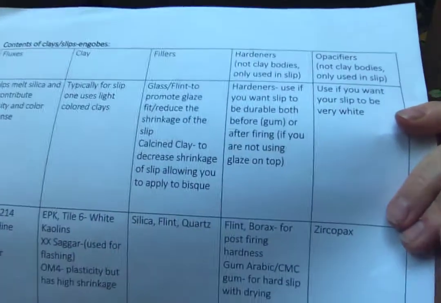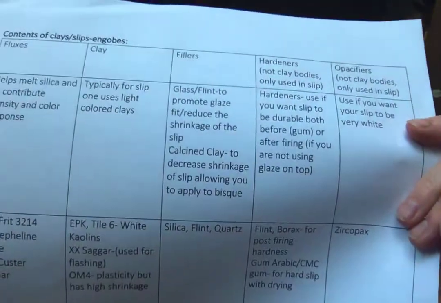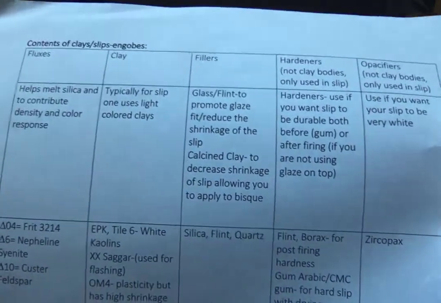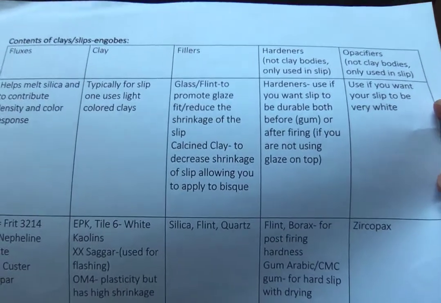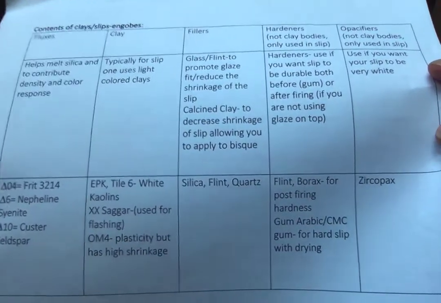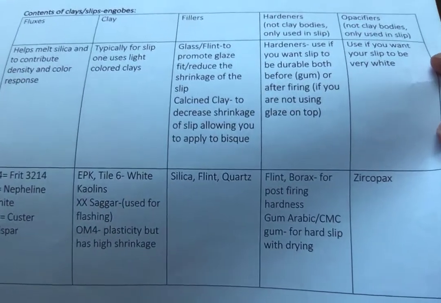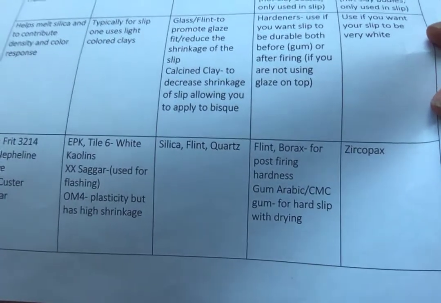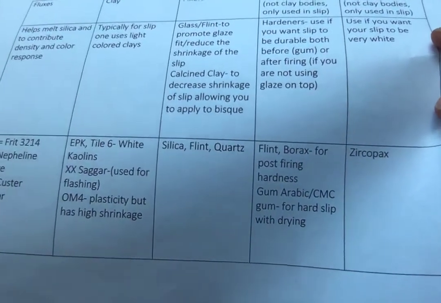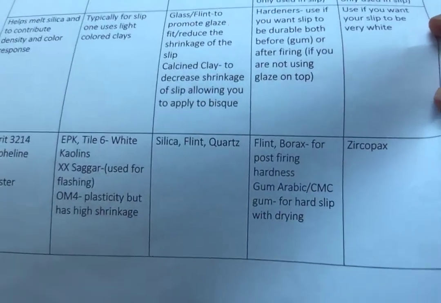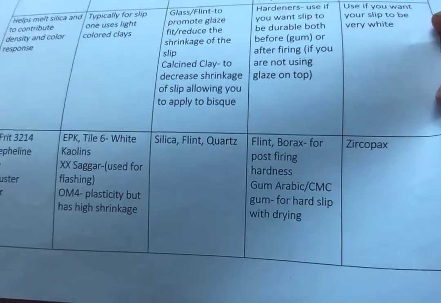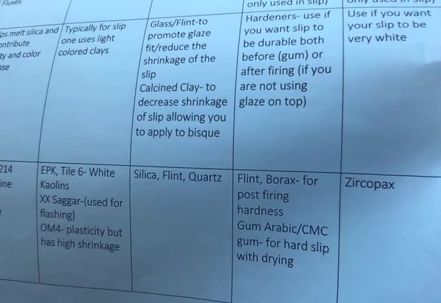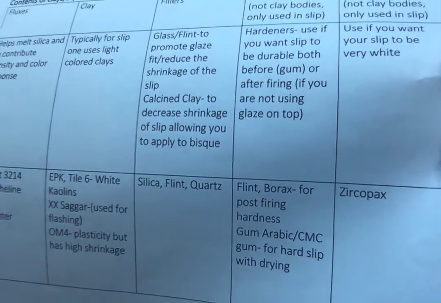Now for your clay, generally we just use a light colored clay, an inexpensive clay, to help give our colored slips a good base. Those clays are likely to be EPK or Tile 6, because they're very white kaolins. You can use XX Sagger if you're going to be firing in the soda kiln and you want to have beautiful orange flashing. You also probably want to add a little OM4 for plasticity. But since it has high shrinkage, you have to be careful about how much you use, especially if you're making a slip that has a bone dry or bisque application.